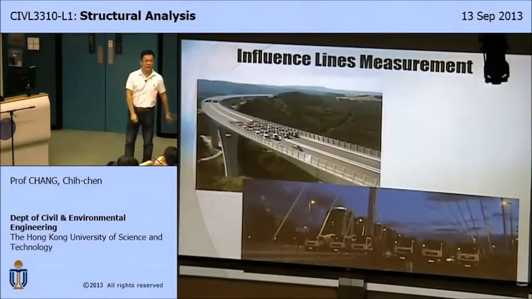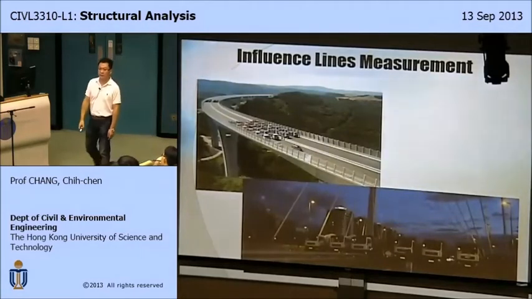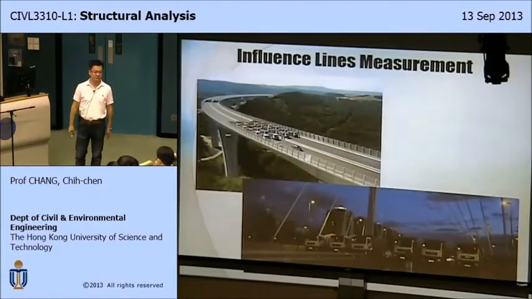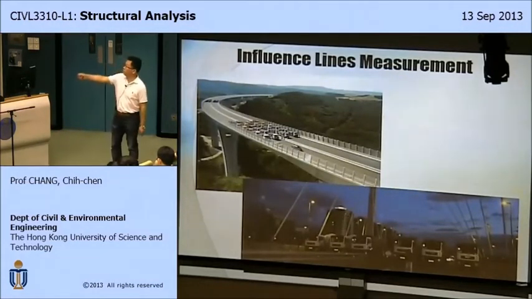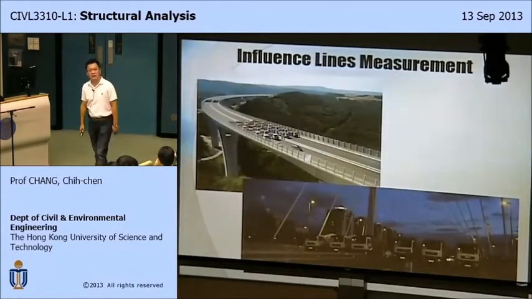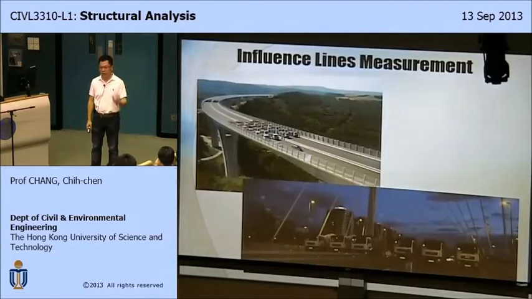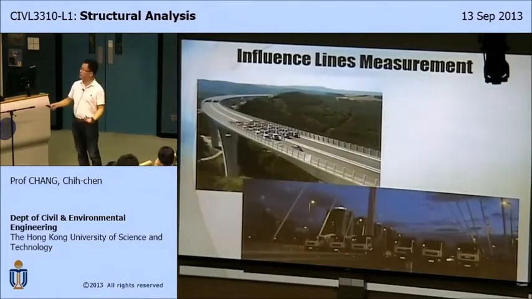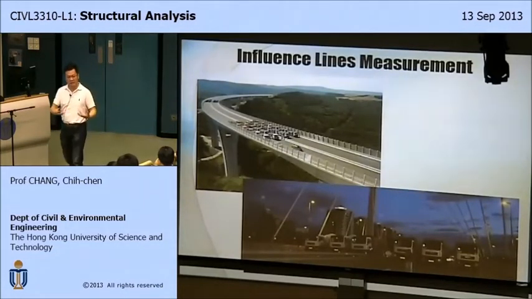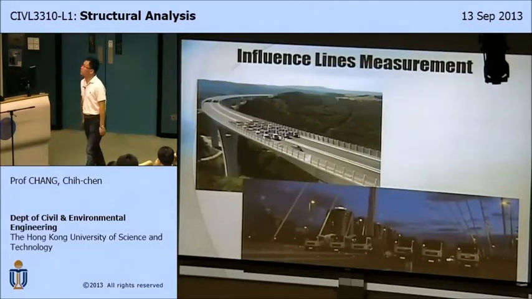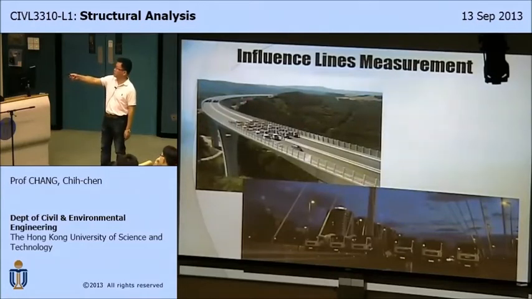So influence line has been used quite commonly, especially for highway bridges, highway structures. For very important, critical, long-span highway structures, after their completion, most of the time the owner, usually the government, will instruct the builder, the constructor, to perform the so-called load test.